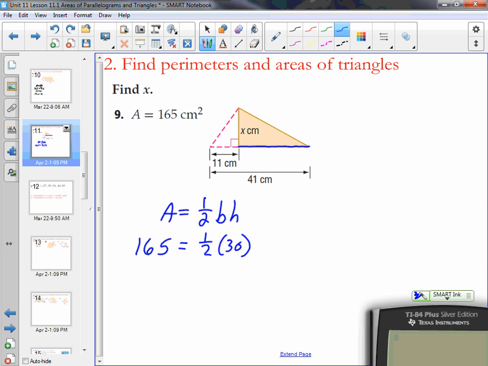And then they've got the height labeled for us. What do they have it labeled as? X. Because the height must be perpendicular to the base. And so this red segment right here is perpendicular to the blue base. So X is our height. Well, that'll be 165 equals 15x. And what's 165 divided by 15? 11. So that'll be 11 centimeters equals X.